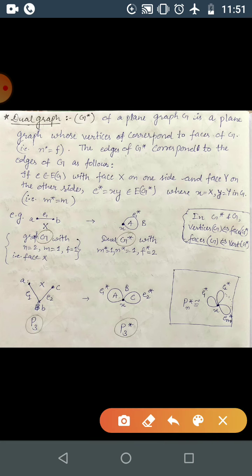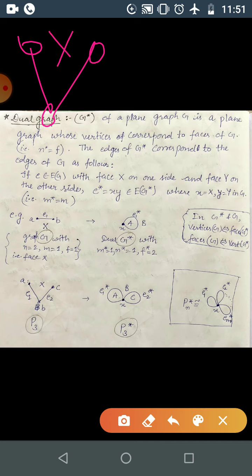Okay, now you can come to path. P2 we are done. For P2 and K2, this will be the G star. Okay, P3 you can take. P3, this one. So how many regions are there? How many faces are there? Only one face, that is unbounded.